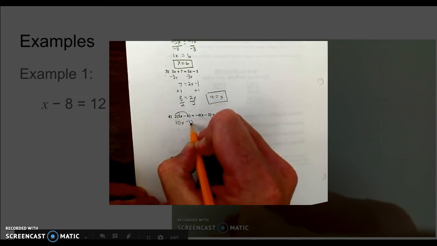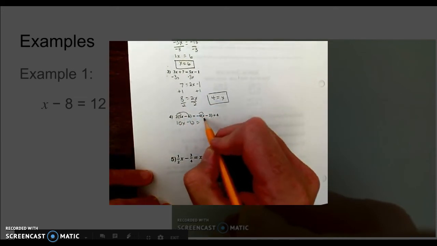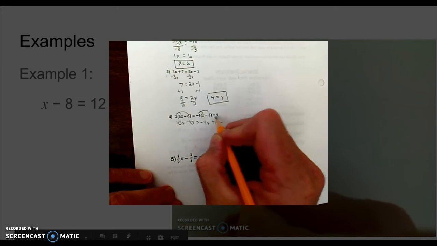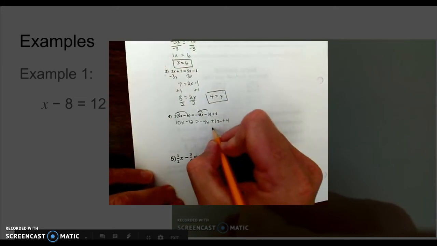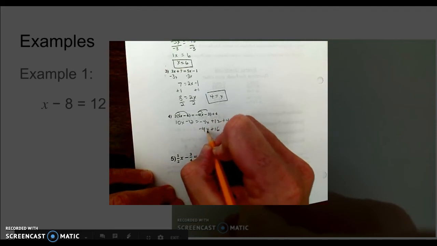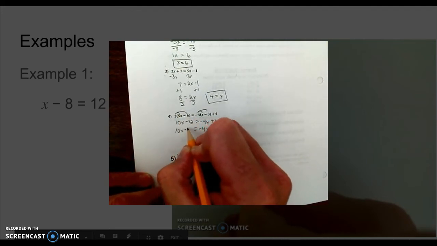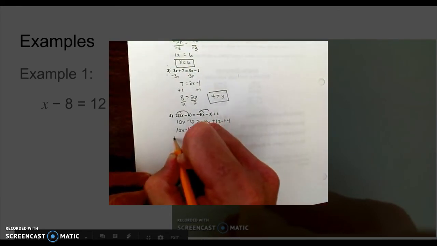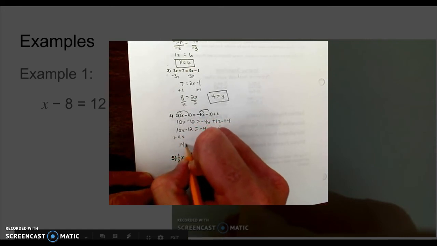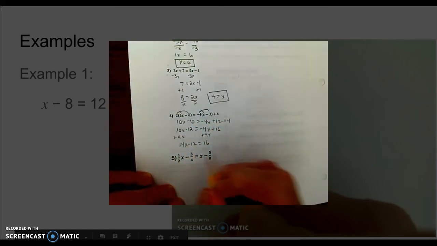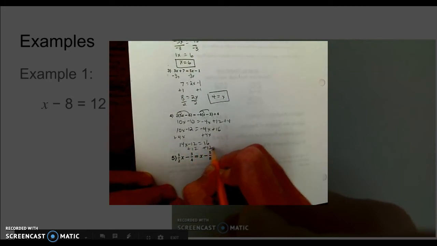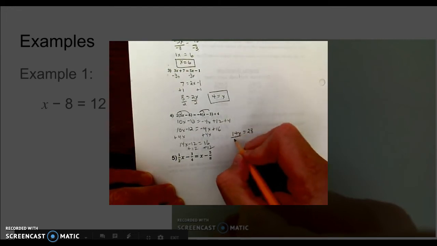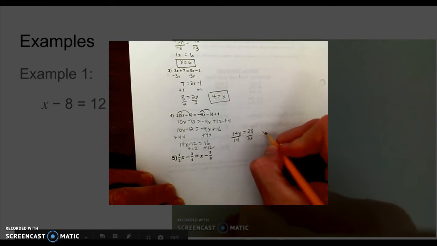2 times negative 6, negative 12. Similarly here, negative 4x, negative 4 times negative 3 is positive 12, plus 4. Combining like terms, I have negative 4x plus 16 on the right, 10x minus 12 on the left. So let's add 4x. And then let's add 12. So 14x equals 28. And you could probably take it from here.